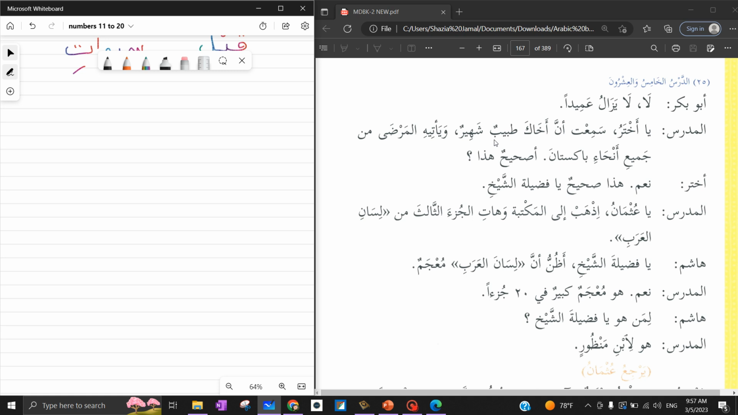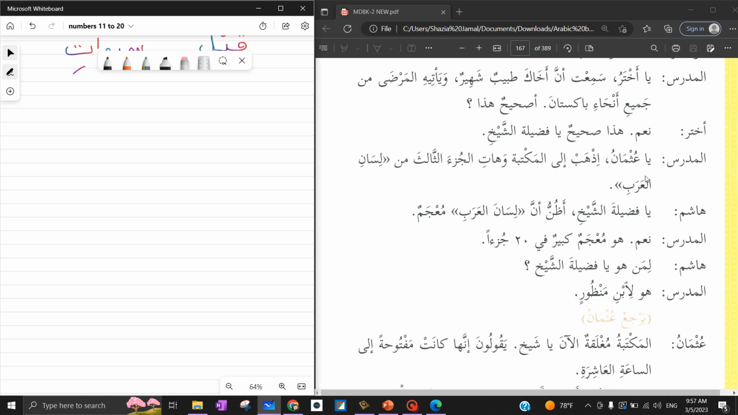Tabibun shahirun means I heard that your brother is a famous doctor. Wa ya'tihi al-marda min jami'i al-anha'i bi-Bakistan, means he's asking that I heard that there are a lot of patients coming to him from all over Pakistan. So, sahihun haza. Akhtar says, Na'am, haza sahihun. This is correct. Ya fadilat sheikh.